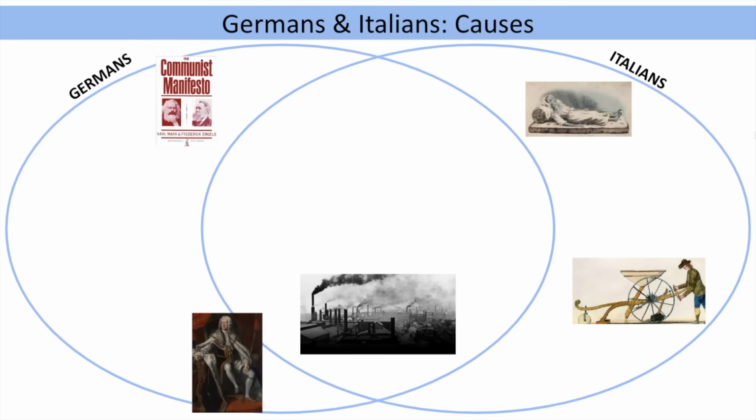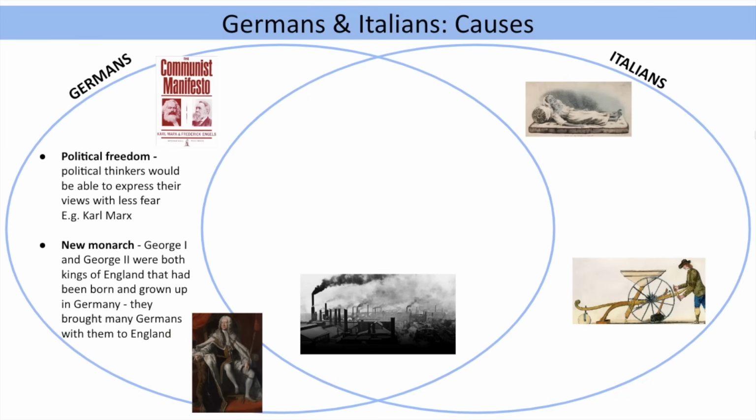Germans and Italians I've put together because lots of their causes of migration are quite similar. There are a few unique ones. So political freedom was a pull factor for German political thinkers who wanted to be able to express their views without fear. Your key example here is Karl Marx, who writes the Communist Manifesto. He's German, but he comes to Britain and writes that book there.